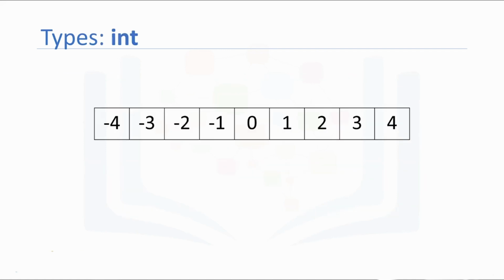Here are some integers. Integers can be negative or positive. It should be noted that there is a finite range of integers, but it is quite large. Floats are real numbers. They include the integers but also numbers in between the integers.